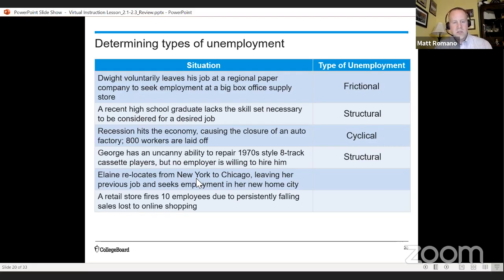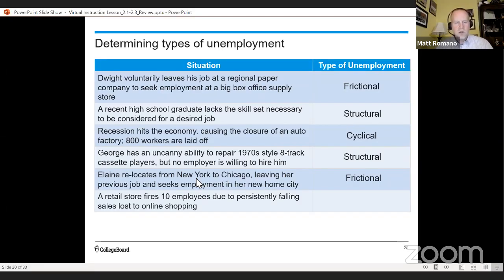That makes him structurally unemployed. George needs to go get a new skill set. Elaine relocates. She lived in New York. She's moving to Chicago. She's going to leave her job and she's going to find a new job when she gets to Chicago. So once again, what is she? She's between two things. Elaine is frictionally unemployed.